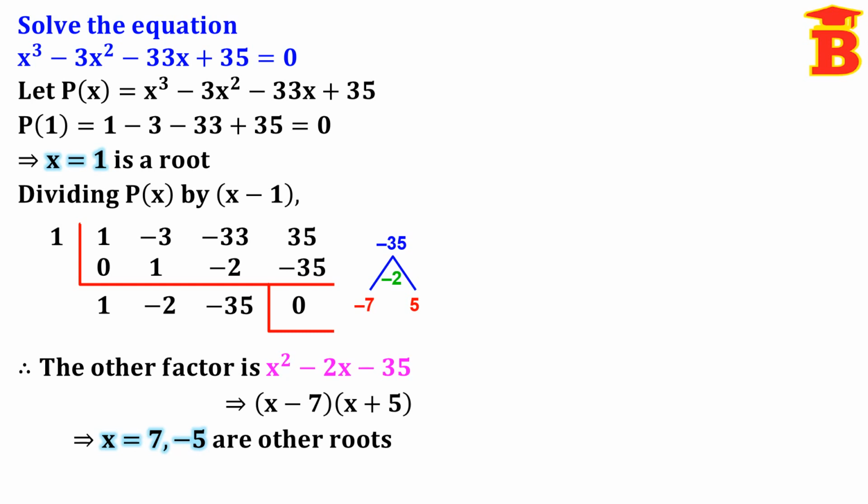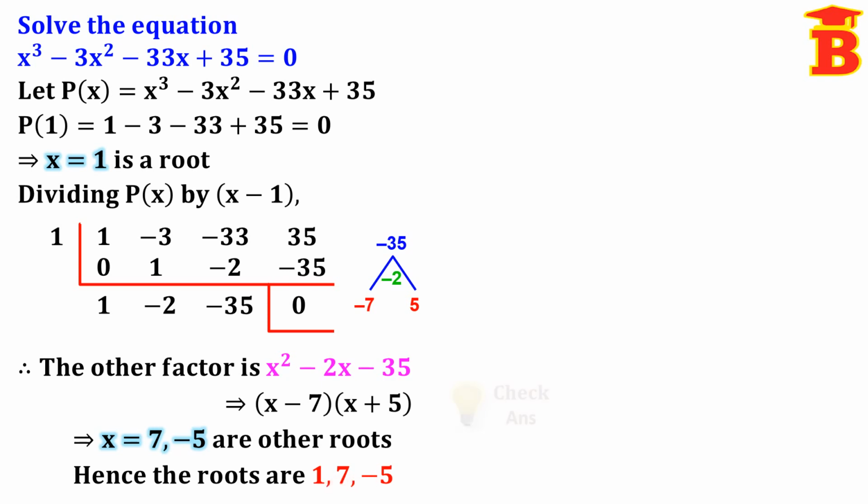And now we have got 2 more roots. Initially we have one root, so totally 3 roots. So finally take and write all the 3 roots. First root 1, and after solving the quadratic factor we have got the roots 7 and minus 5. So the roots are 1, 7, minus 5.